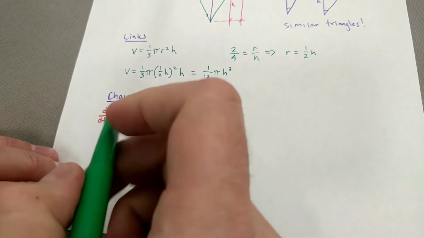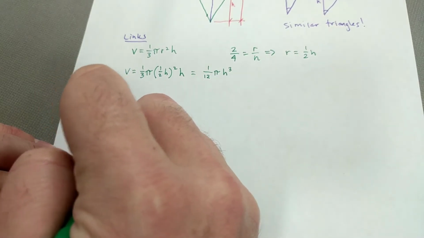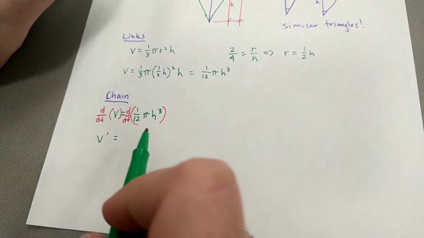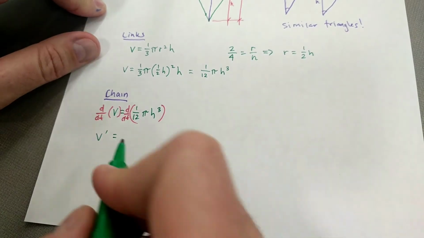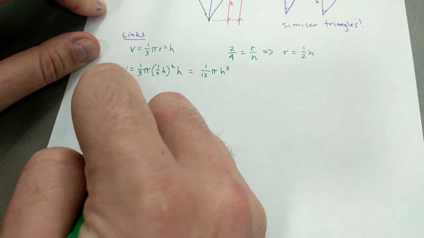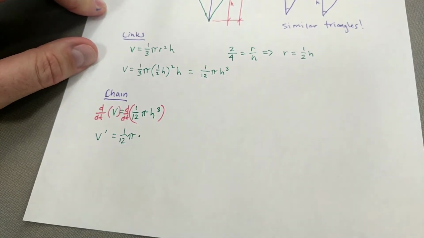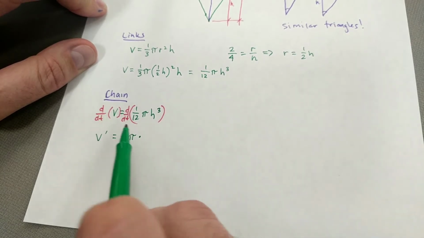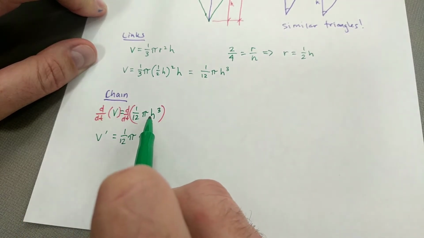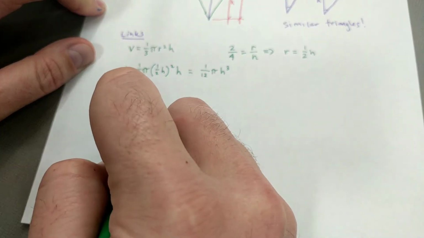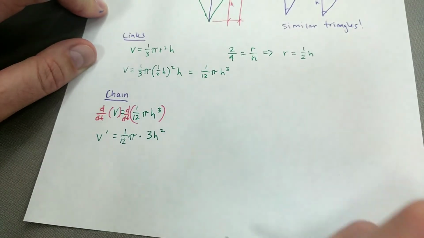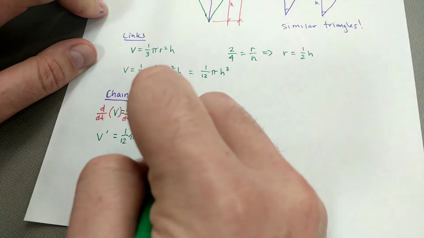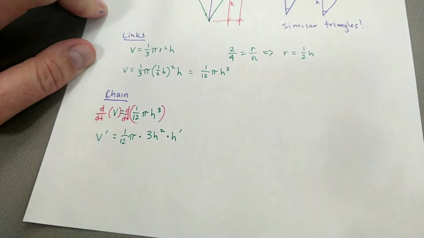So we get V prime, or dV over dt if you wanted to. 1/12 pi is a constant multiple. Bring it along for the ride. Great, and now we're going to take the derivative of H cubed. Here we're taking the derivative with respect to time. This is like thinking about something cubed. Well, the derivative of something cubed is 3 times the something squared. But since that something is not t, we need to use implicit differentiation. So we'll multiply by the derivative of that variable.